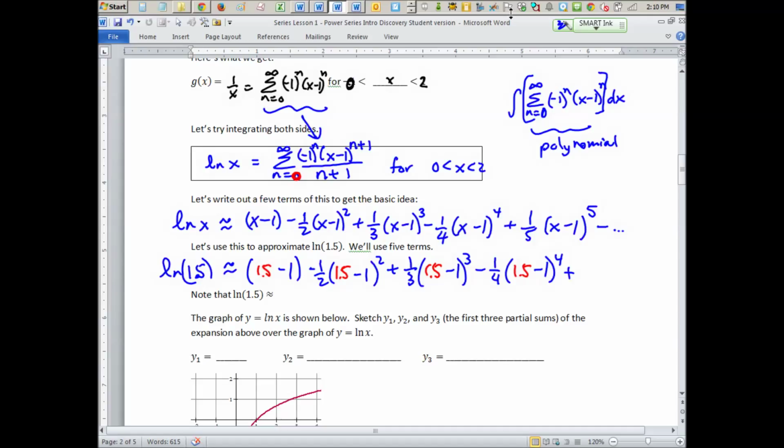Let's do one more for good measure. Haha, get it? Better measurements, more terms. This is not exactly ln 1.5, but it is close. Let's see how close we got.